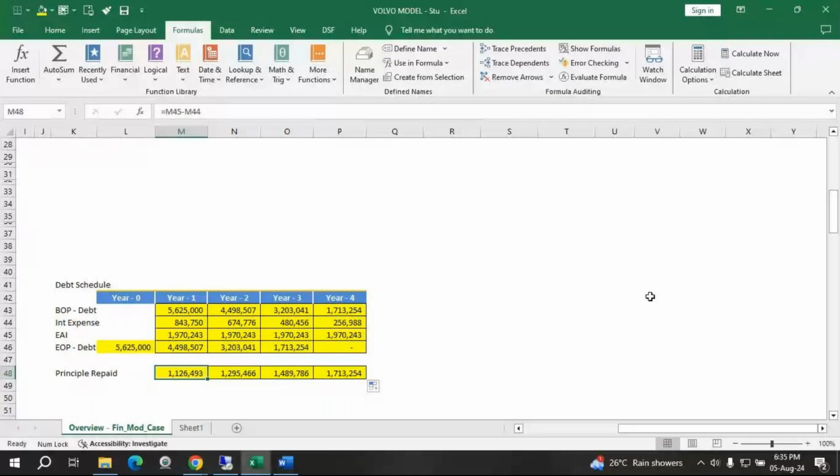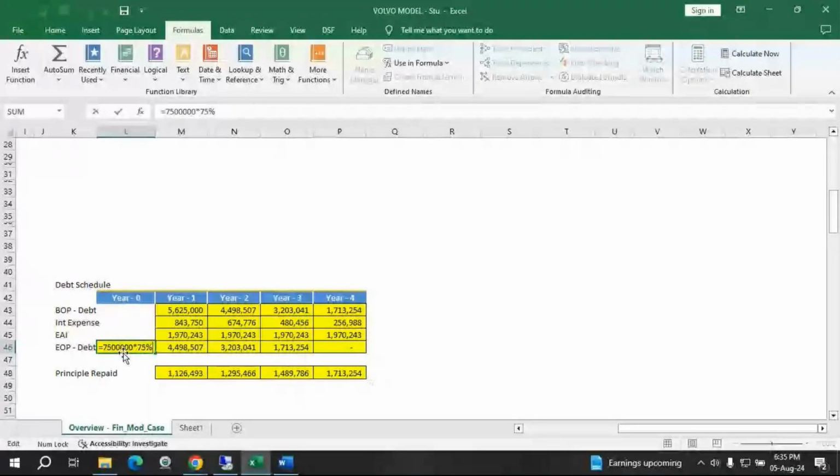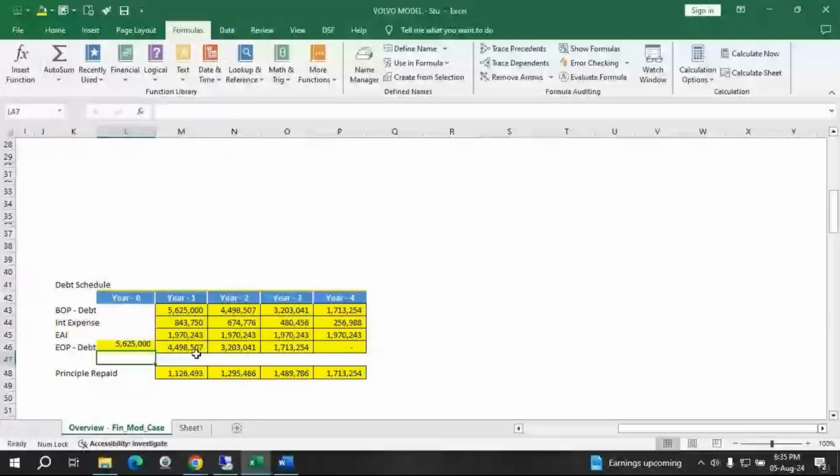Ma'am, can you please explain how we have solved the debt schedule? I didn't understand. Debt schedule previously also we have done. So here I'm talking about the loan. 75 lakh rupees loan I'm taking. The entire cost of the bus is 75 lakh rupees. They are telling that 75% I'm going to take as a bank loan. 75% means 56 lakh 25,000, I'm taking the loan.